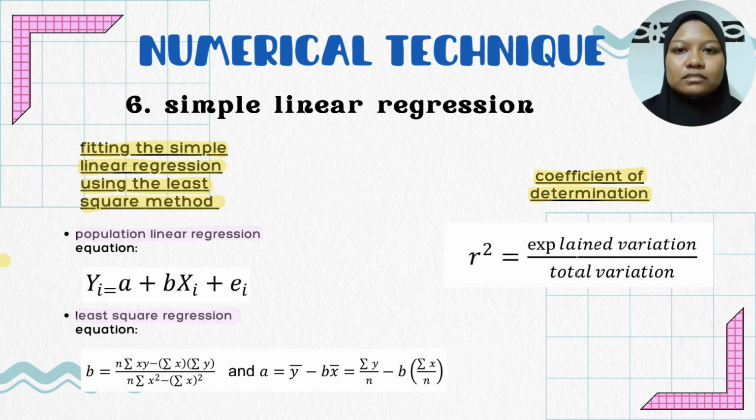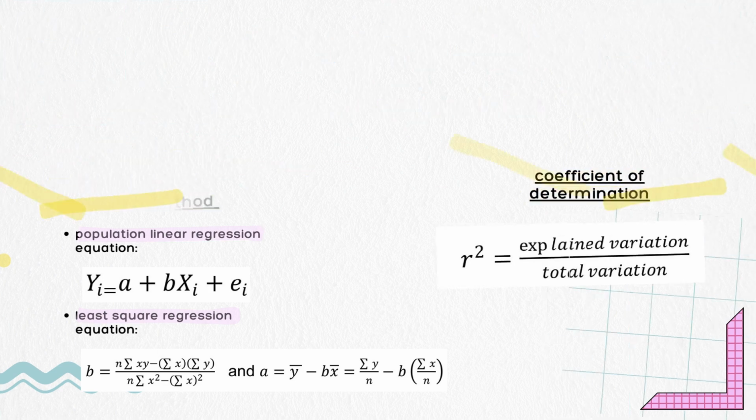The second thing is coefficient of determination. It is a unit that measures the proportion of variation in y that is explained by the independent variable x in the regression model. It can be calculated by using the formula below.